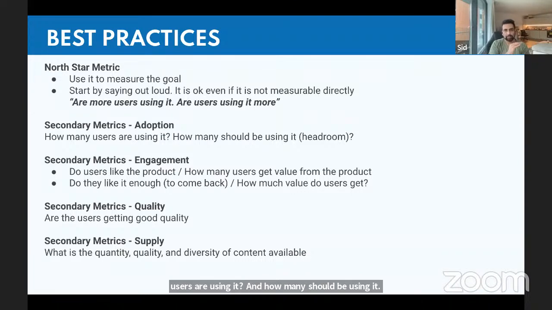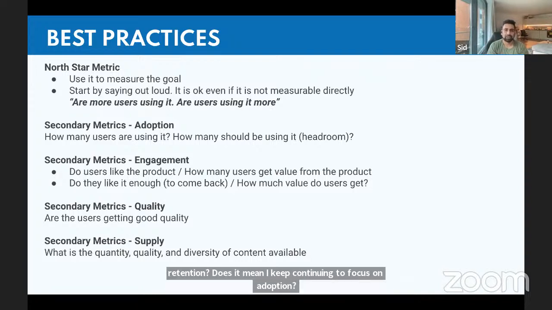So going back to the example of Reels, let's say you're the PM responsible for getting adoption on Reels. Now, when you start, in the first 6-8 months, maybe 20 million users use it every week, right? So your weekly active users is equal to 20 million. Now, 20 million is a large number, right? But how do you know if it's good enough? Does it mean that I should stop here? Does it mean I should start focusing on engagement, on retention? Does it mean I keep continuing to focus on adoption? And that is where the headroom comes in, right?